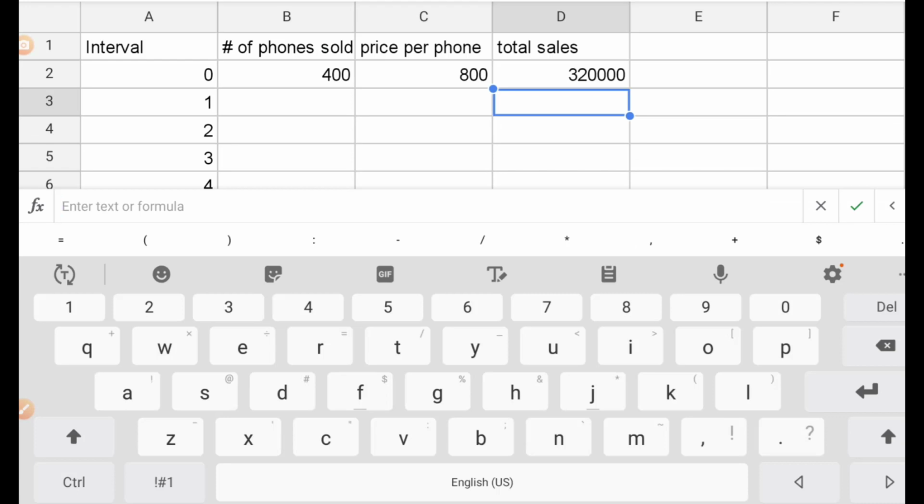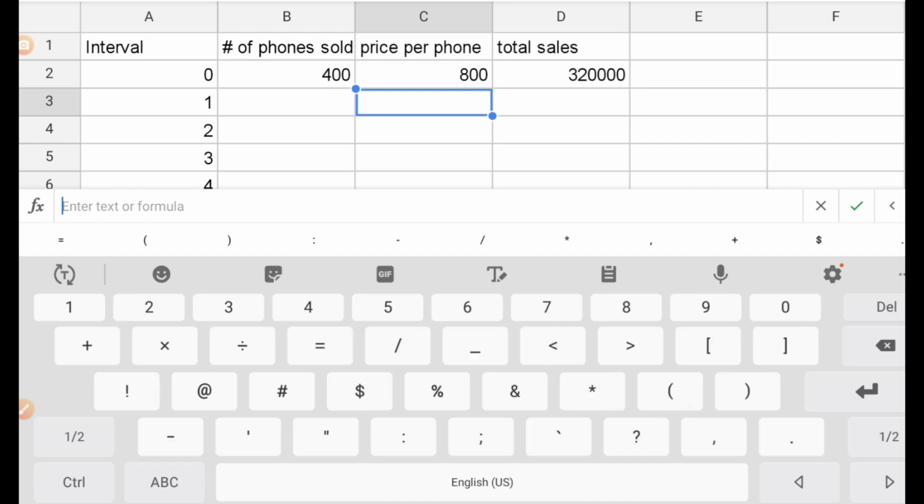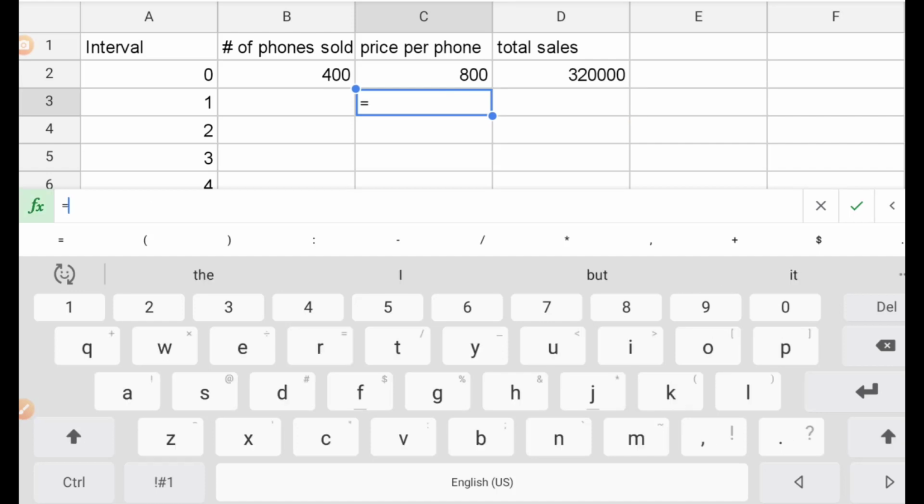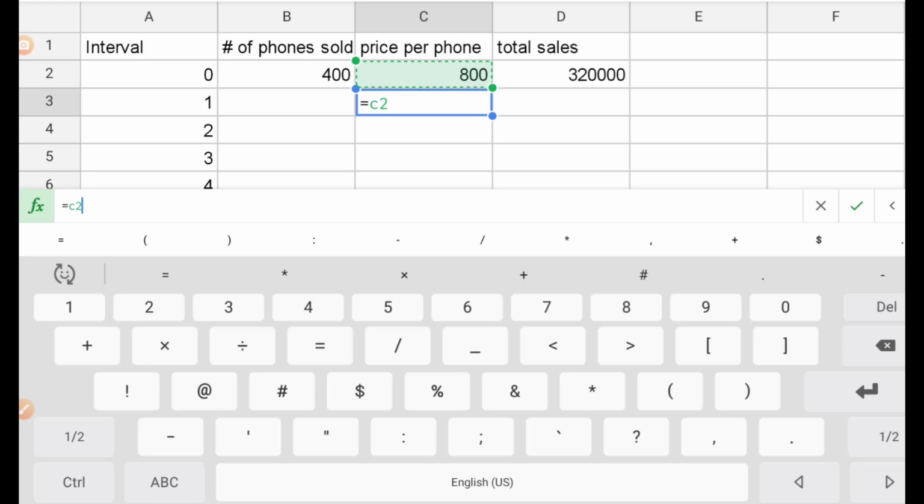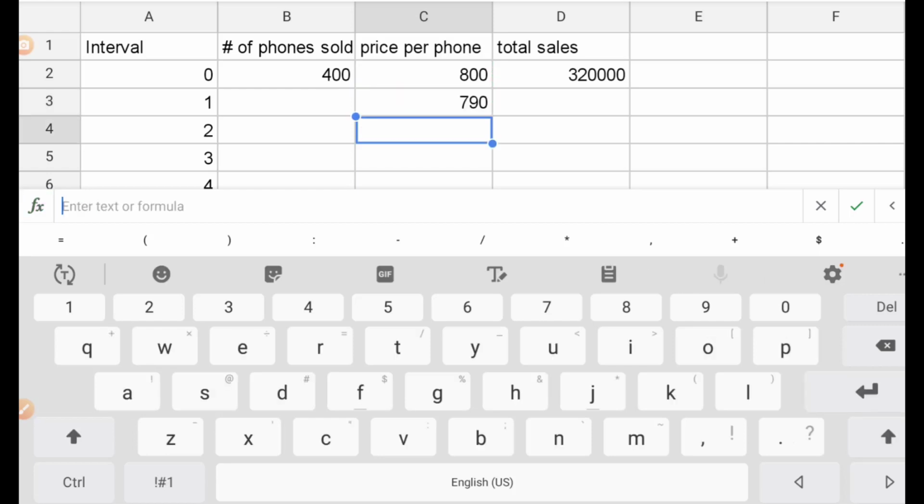Now, what happens when we decrease the price by $10 and we increase the phones by 20? So again, instead of just manually typing in here, let's use a formula. Let's write a little formula in here so that it goes a little faster. So let's take whatever's in C2. So I'm going to take the C2 box, and then I'm going to subtract $10, and then I'll press enter.